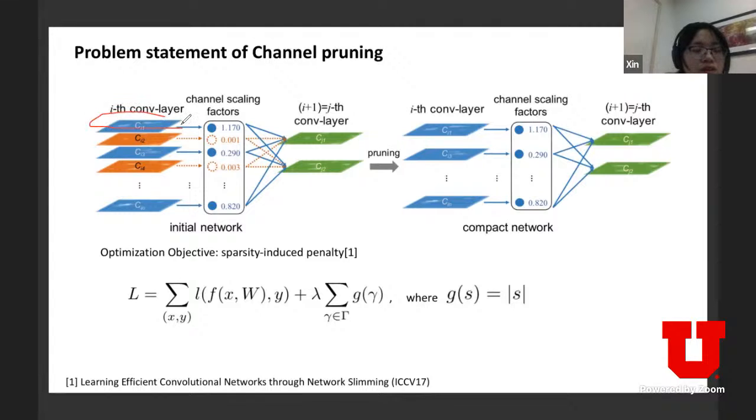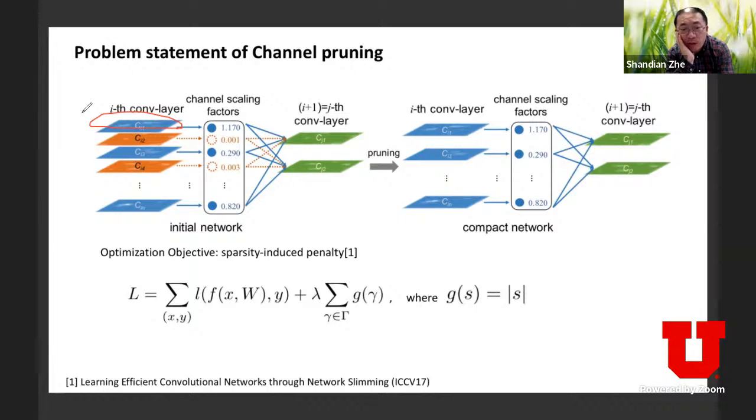So here this is one input channel. Could you ask again? What is the scaling factor? Oh, okay, I see your point. So the factor should be multiplied directly to the whole output channel, right? One output channel is associated with one scaling factor.